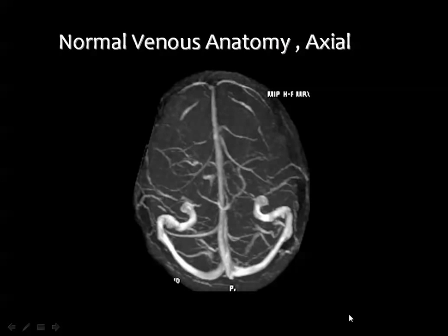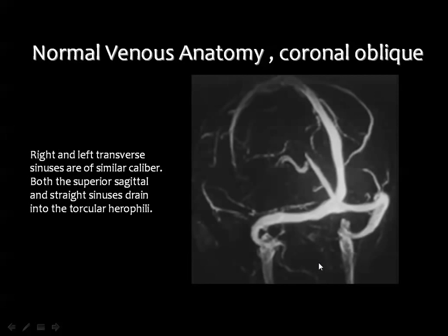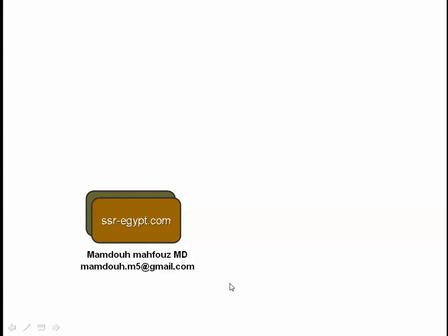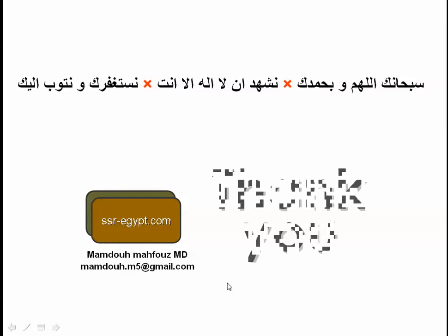Then in the axial MR venogram, you will see this is the internal jugular vein in the jugular fossa, and this is the sigmoid sinus, and this is the transverse sinus, and this is the confluence of the sinuses. And this is in a coronal oblique view, where you can see the superior sagittal sinus, and this is the straight sinus, and this is the transverse sinus, and this is the sigmoid sinus, and the internal jugular vein.